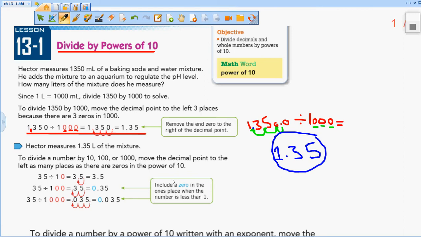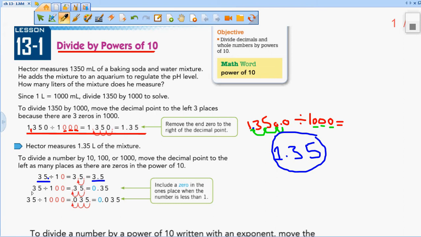Okay, boys, let's take another example here. 35 divided by 10. Again, I don't have any decimal point, so I have to create it here, and I have to look at the powers of 10. Here I have only 10. That means I have only 1 zero. So if you have only 1 zero, you have to move your decimal point to the left side only one place value. So it becomes 3.5 when I move it from here to here. So the answer is 3.5.